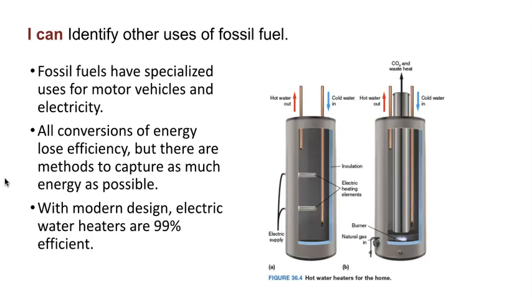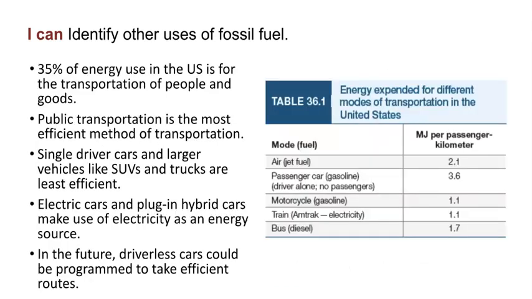We try to be more efficient through things like insulation and other technologies and engineering that help us get more efficiency out of our modern appliances, including things like water heaters or refrigerators. Okay, 35% of the energy in the US is used for transportation. Public transportation is the most efficient method of transportation. Single car drivers and larger vehicles like SUVs and trucks are least efficient.